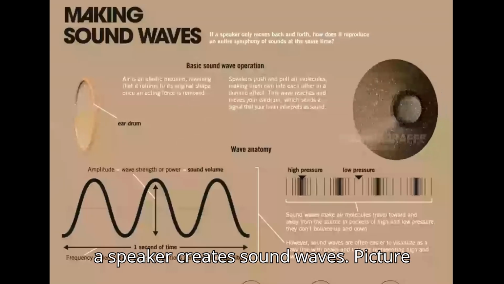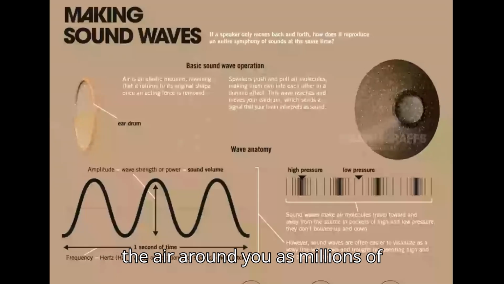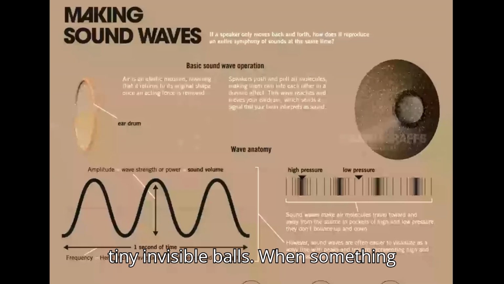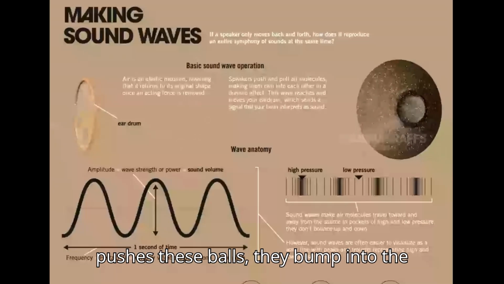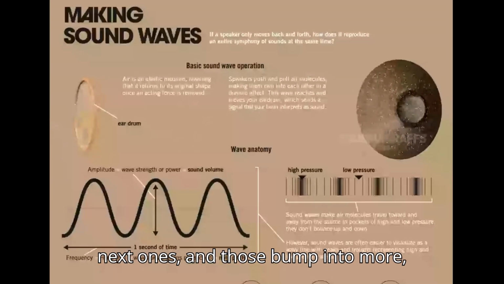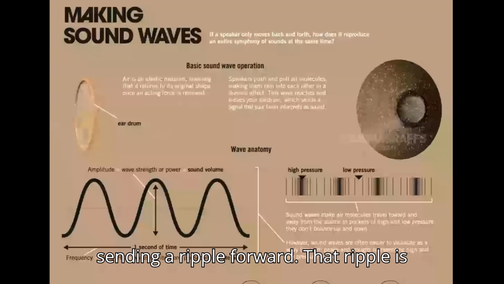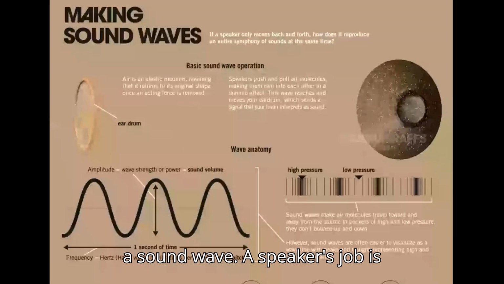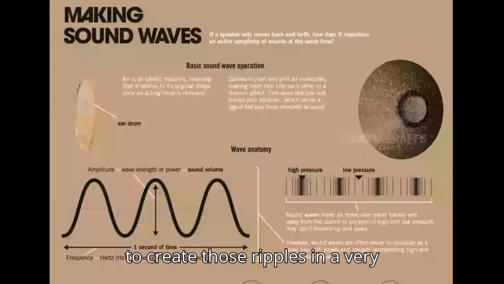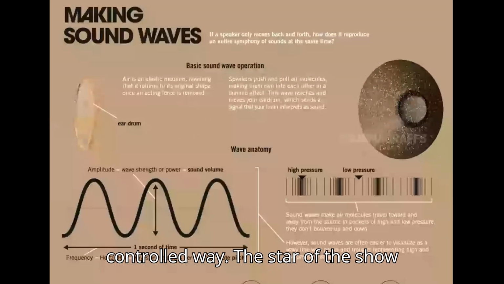To understand how a speaker creates sound waves, picture the air around you as millions of tiny, invisible balls. When something pushes these balls, they bump into the next ones, and those bump into more, sending a ripple forward. That ripple is a sound wave. A speaker's job is to create those ripples in a very controlled way.